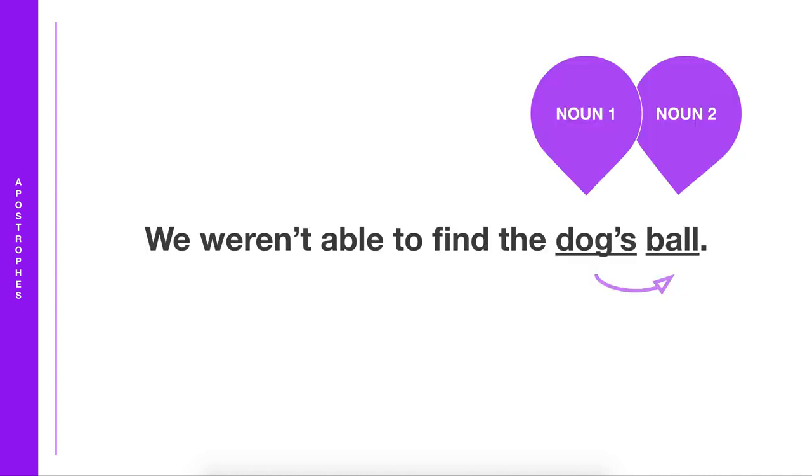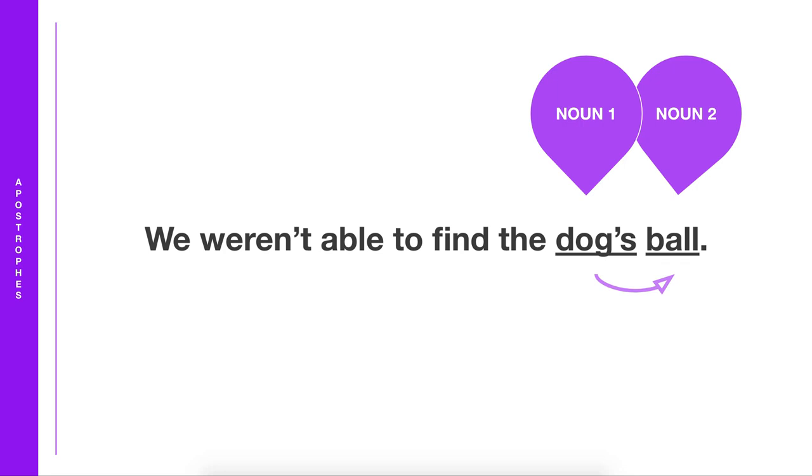We weren't able to find the dog's ball. Now, you'll notice at the very beginning of the sentence, we have weren't, which is one of our contractions, but we're going to focus most closely on the last two words, which is dog's ball. Now, dog's is our first word that I want to look at. That word, we have one dog, and the apostrophe S shows that that dog owns something.